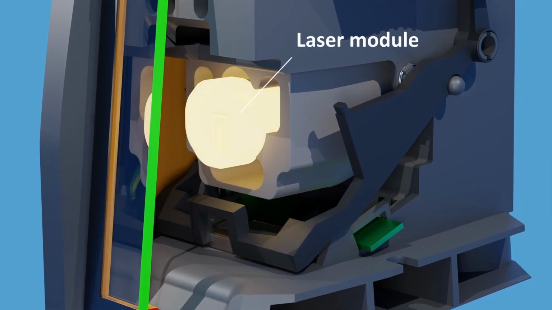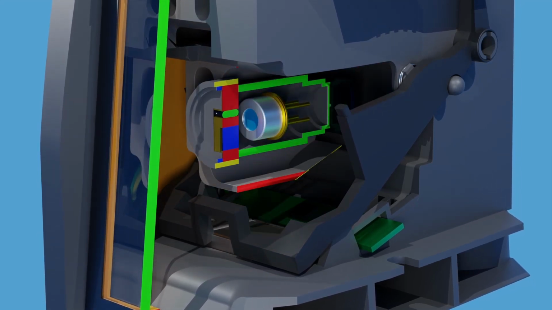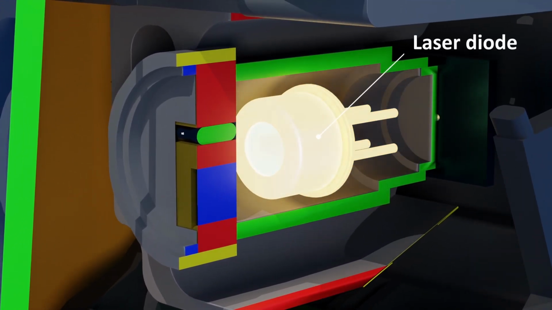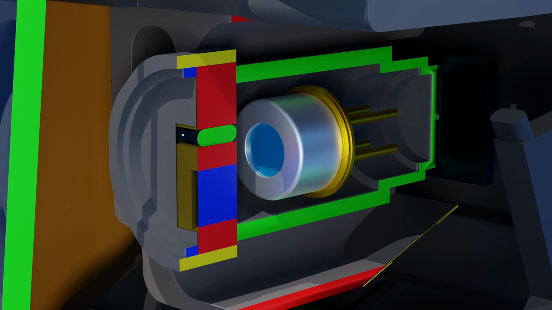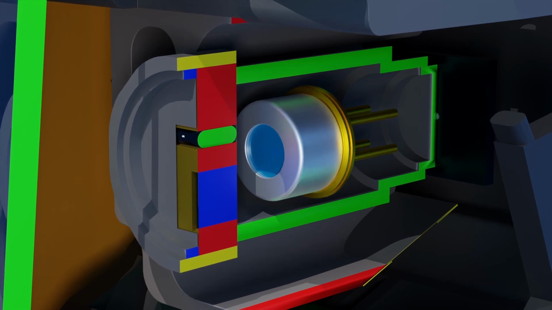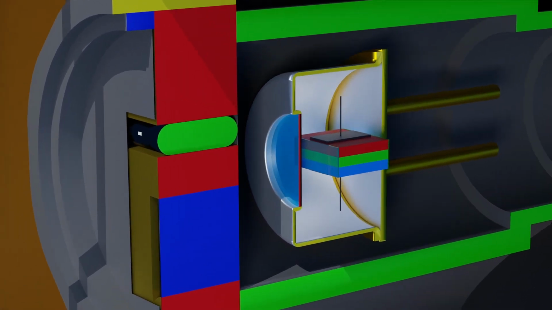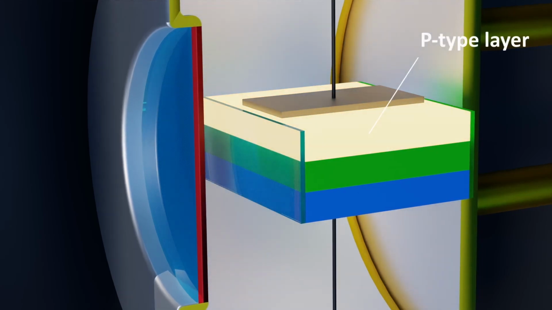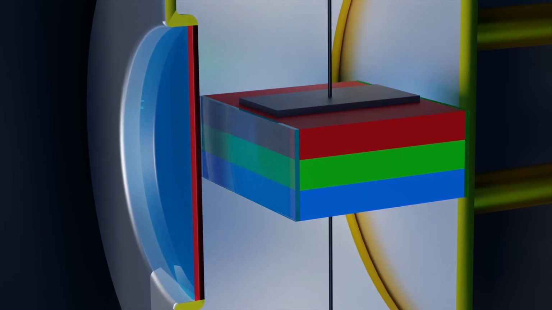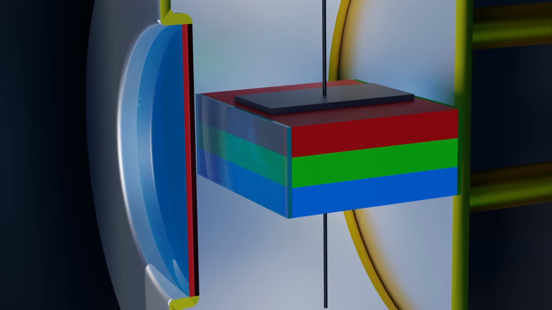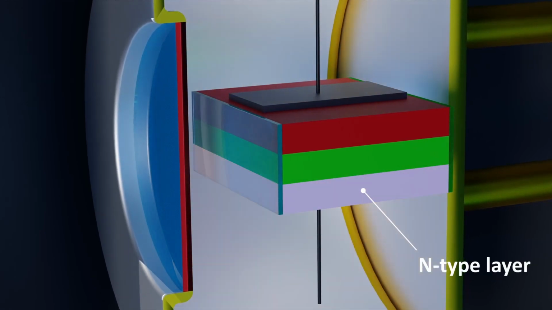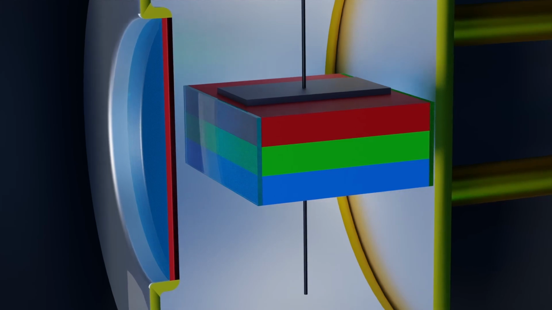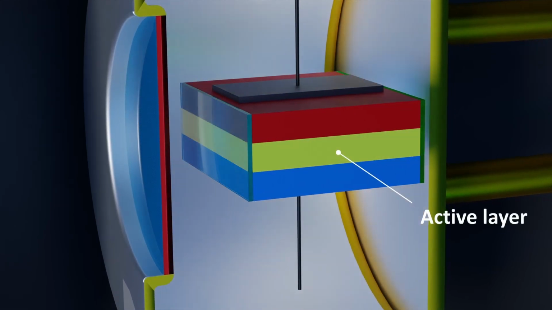This is the laser module that emits the laser beam. Inside, there is a laser diode, a semiconductor device that emits coherent light when a voltage is applied to it. The laser diode is made of two semiconductor materials, the P-type layer that has an excess of holes, or in other words, a lack of electrons, and the N-type layer that has an excess of electrons. Between these two semiconductor materials, there's an active layer where the laser light is generated.